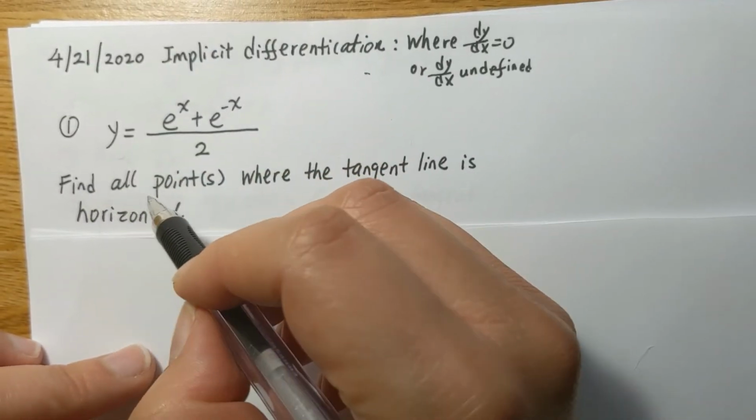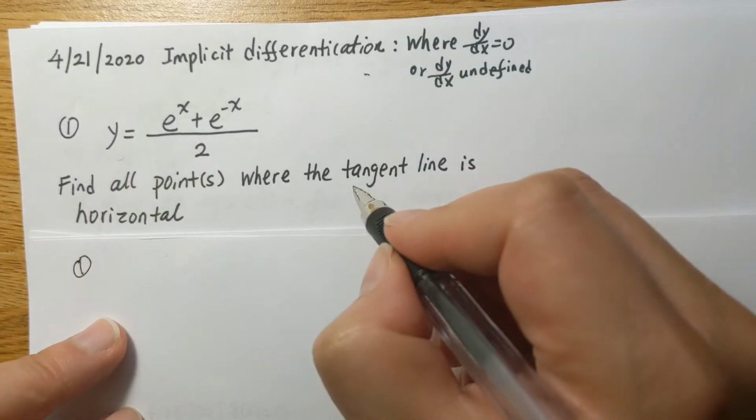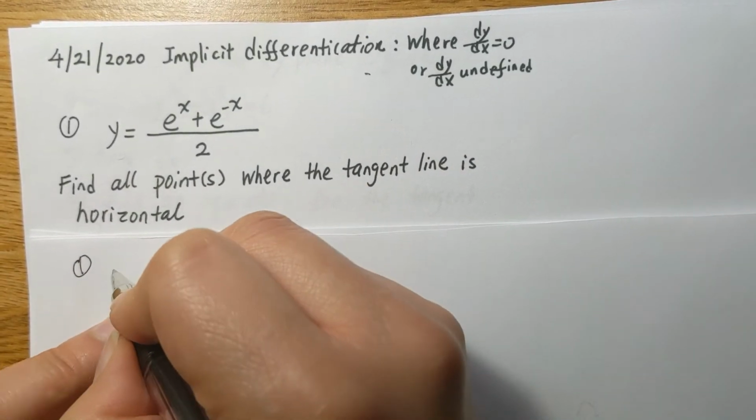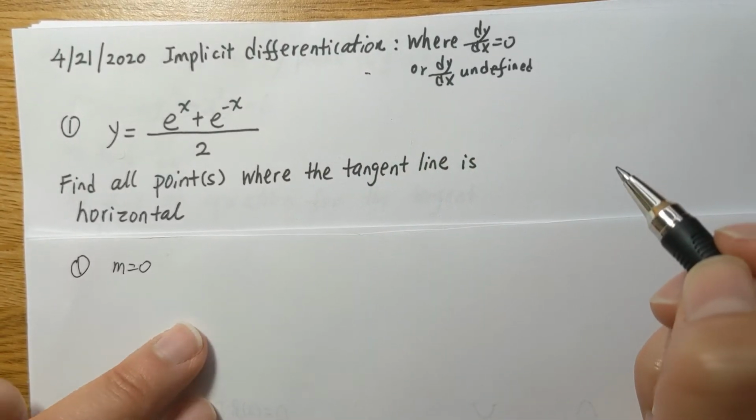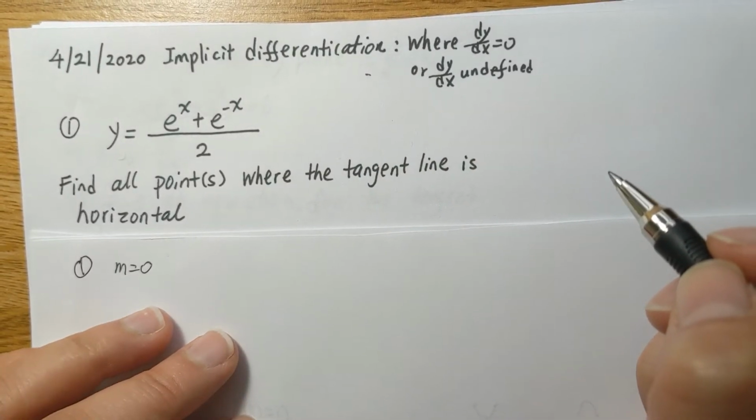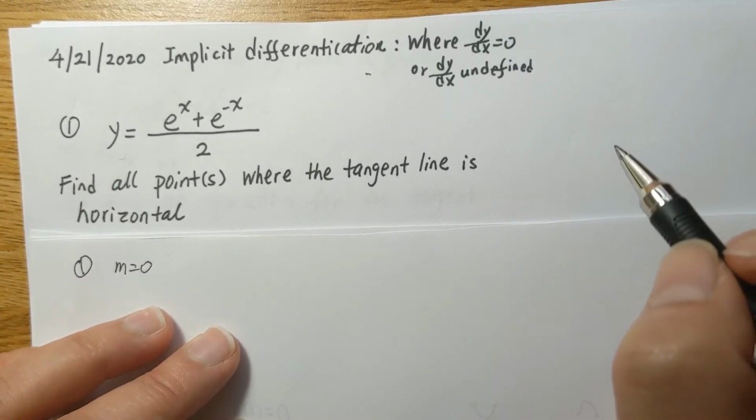So you have to find all the points where the tangent line is horizontal. The tangent line is horizontal means when m equals 0, because a horizontal line has a slope equal to 0. So we have to find dy/dx and then make it equal to 0, and then from there we solve for x and y.